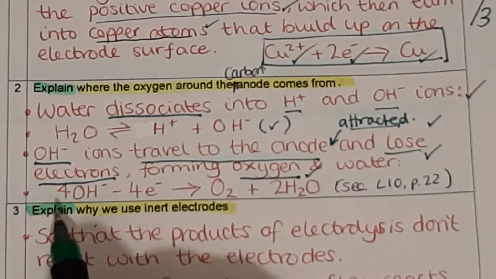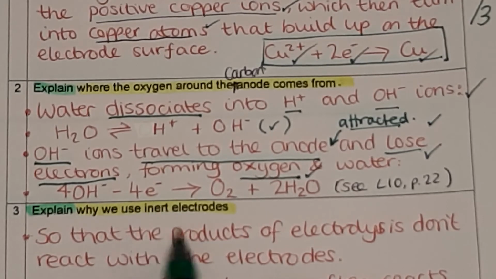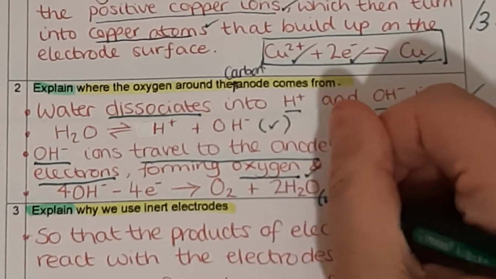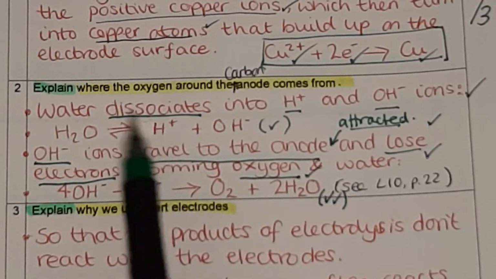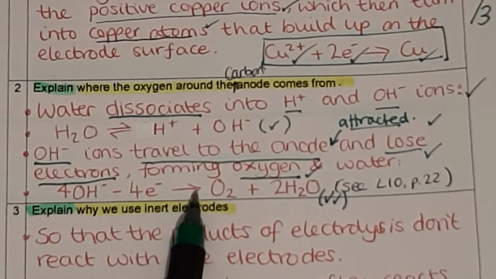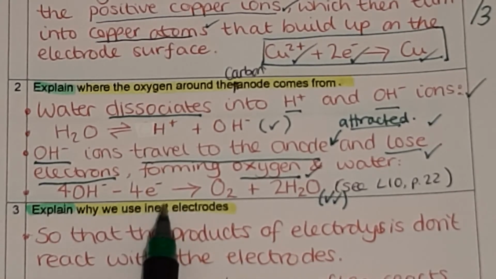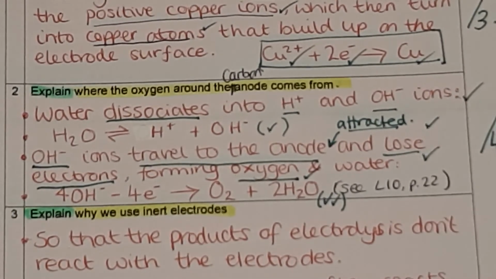Another way of writing this is 4OH minus, take away 4e, 4 electrons. It turns into O2 and 2H2O. So if you've done that, that's worth 2 marks there. And if you've written both those equations, all you would need to then say is that the OH minus ions are attracted to the positively charged anode. So that's a mark out of 4 there, please.